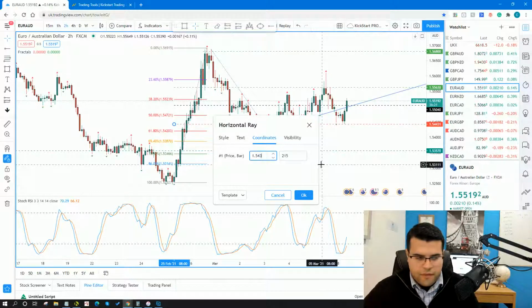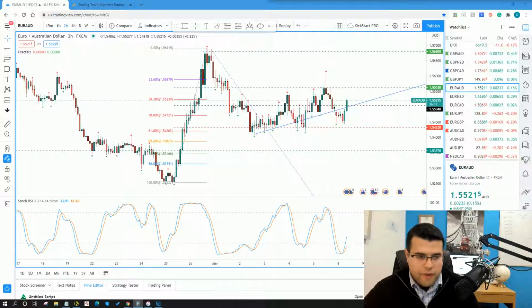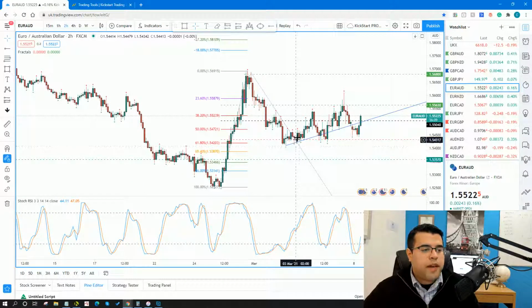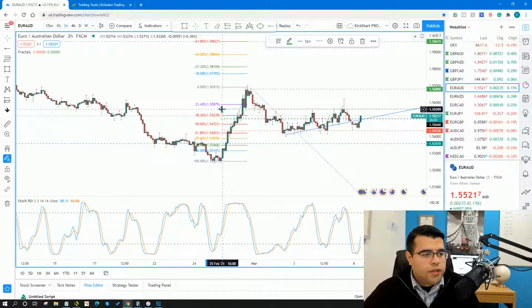However, 54.33, let's have a look. So 55.04 and 54.33, that's 71 in risk. So I'm going to go for a minimum of 106. However, this has come back to a 61.8, so I've got plenty of room here. I really do have plenty of room potentially to the upside here.